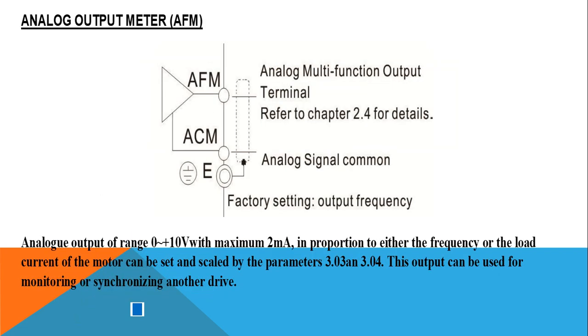Next is the analog output meter. It is giving you a 0 to 10 volt output with a maximum of 2 milliampere current, in the range of 0 to 50 hertz output. If you are getting a frequency output, correspondingly we will be getting a voltage at these terminals. So this can be used for some other scaling purposes. The parameters are set in 3.03 and 3.04.